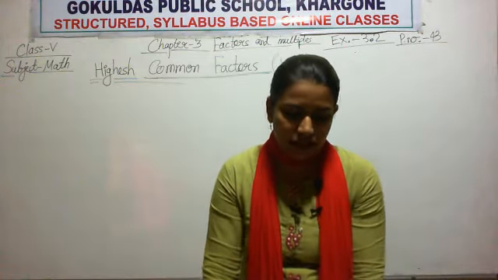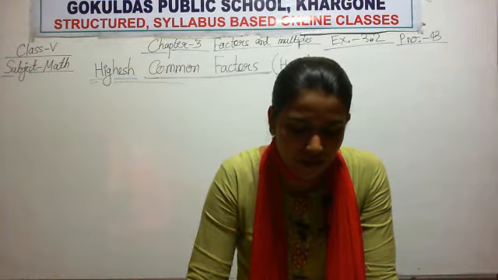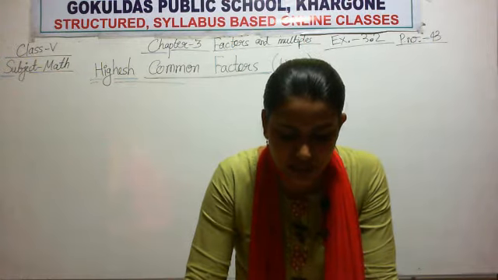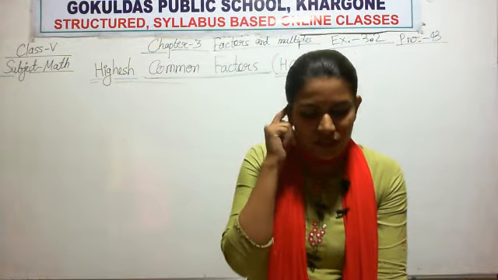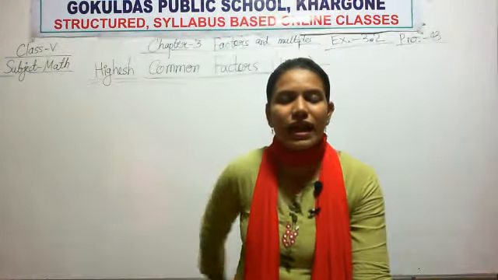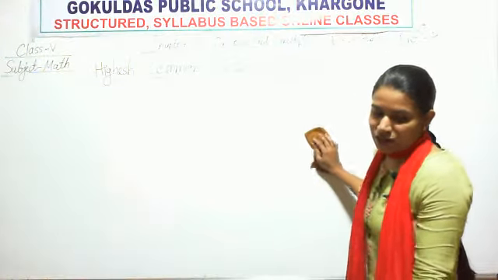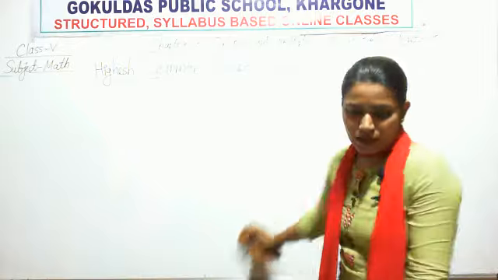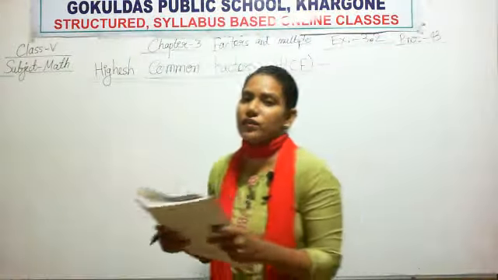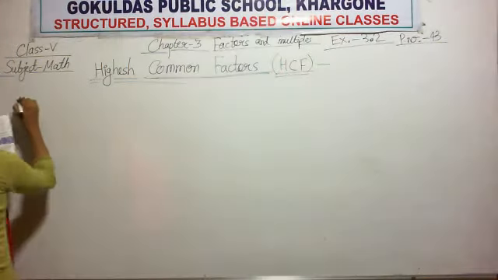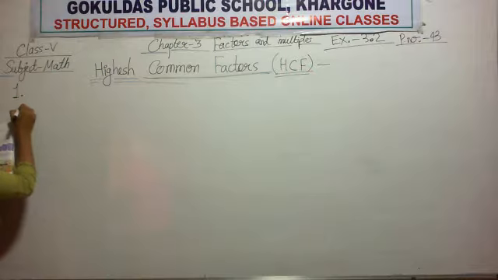So open your exercise 3.3, question number 1. Find the HCF of the following numbers by prime factorization and short division method. Here you have to solve this question, so you have to find the HCF by both the methods. In today's class we are going to find the HCF by prime factorization method only.